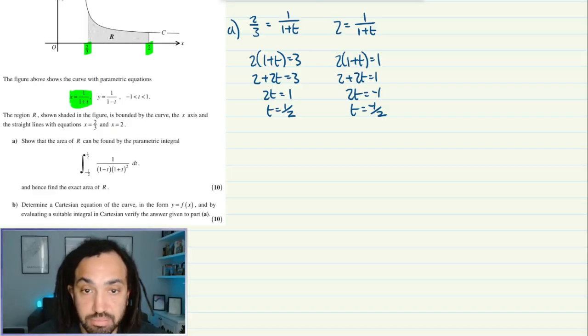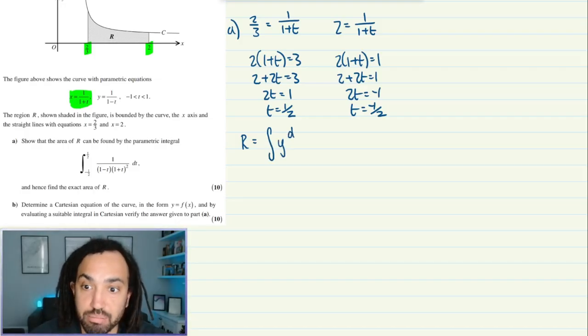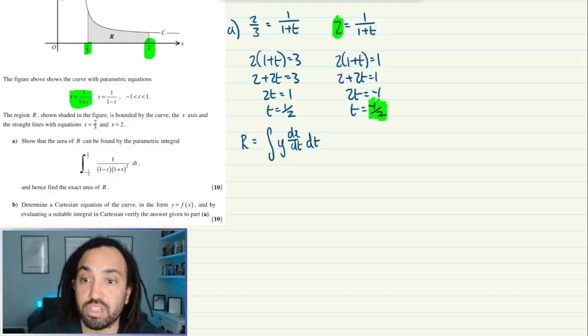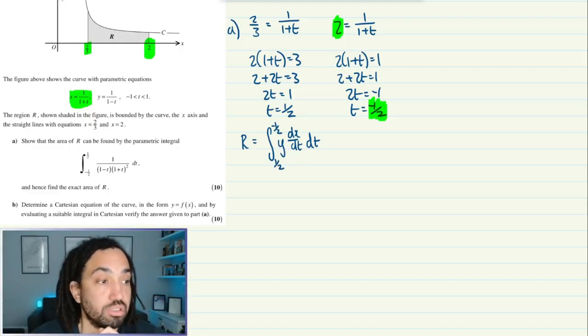Okay, so now what I can do is I can set up my parametric integral, and the formula is y multiplied by dx by dt dt. And I need to put my limits in, and I've got to be very careful here because naturally I think people might just put the half on the top and the -1/2 at the bottom, but in fact it's the other way round, because you can see here that the 2 is the upper limit, and that comes from that 2 there, and that gives the -1/2. Okay, so -1/2 goes on top and +1/2 goes on the bottom.